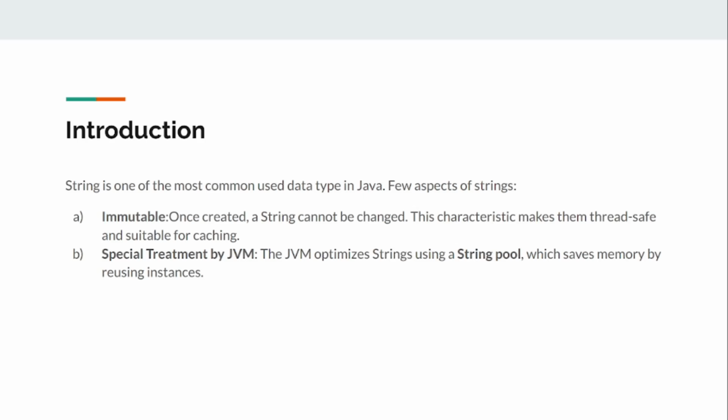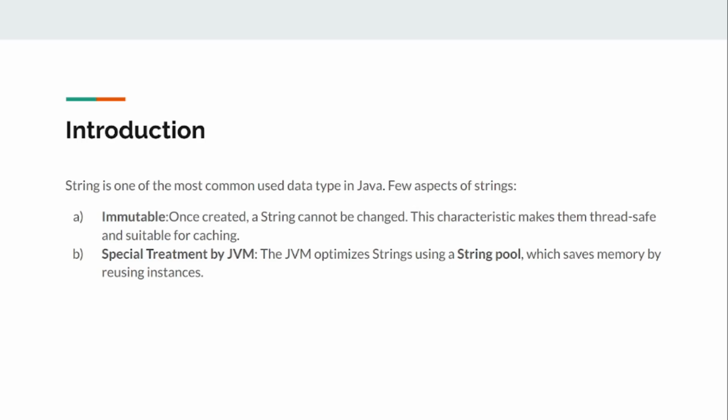So let's quickly introduce what a string is and what is so special about it. String is, as I've already told, one of the most common data types used in Java. A few concepts are related to string. One is that it's immutable. I'm assuming you must have heard about it. What does immutable mean? Just once a string object is created, you cannot change it. And if you try to change it, it will create a new object. We'll see it with an example.